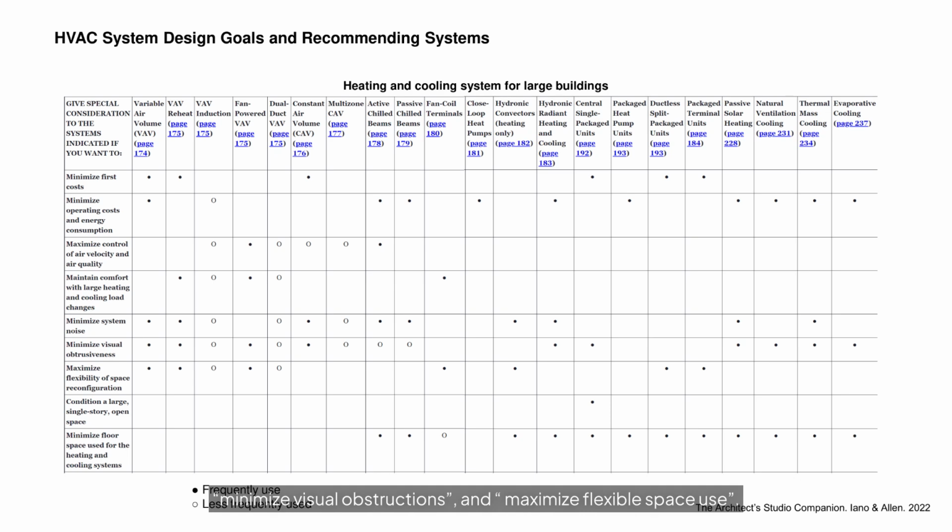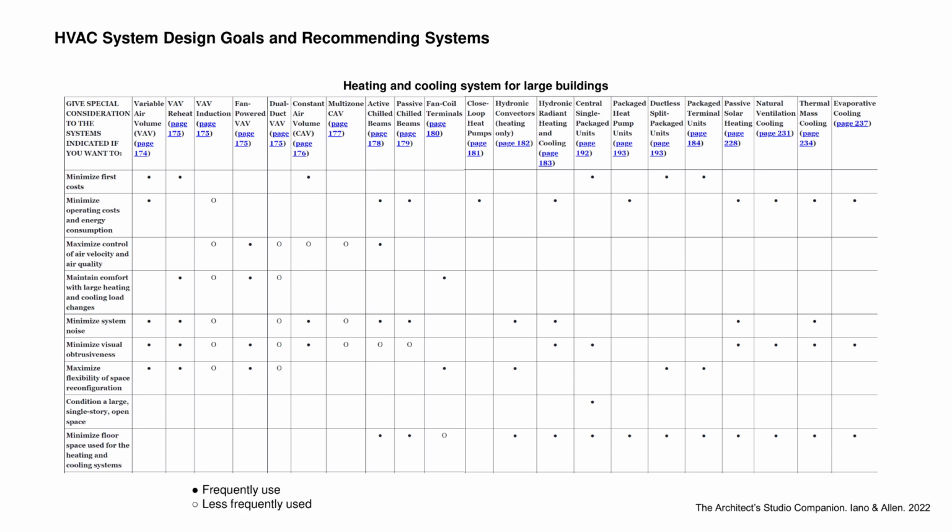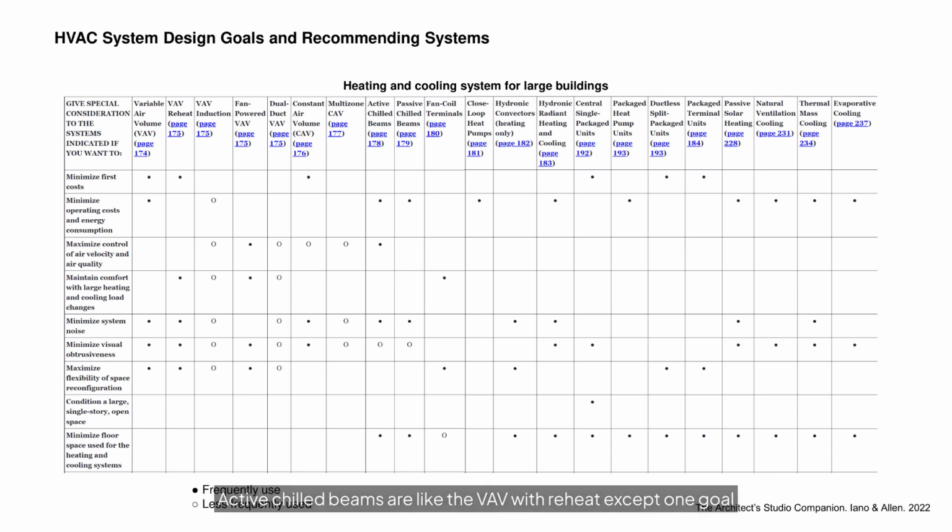Active chilled beams are like the VAV with reheat, except one goal, which is minimize visual obstruction. This means that if you need HVAC systems with minimum visual disruptions, active chilled beams may not be a good option. The table provides a quick decision-making tool, suggesting systems being frequently used while others being less common, which depends on design priorities.